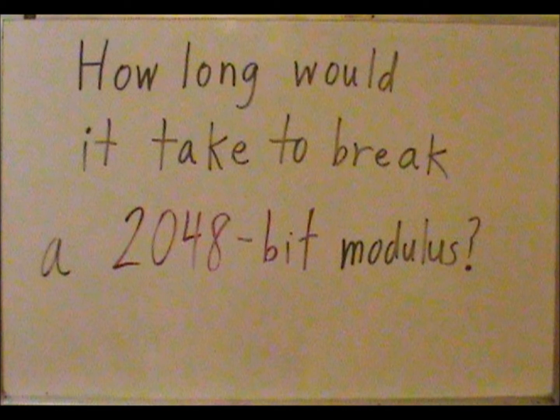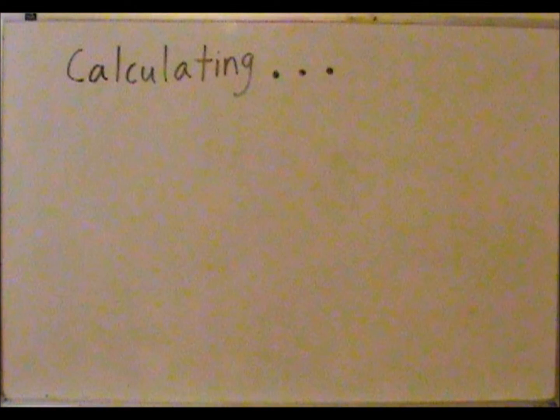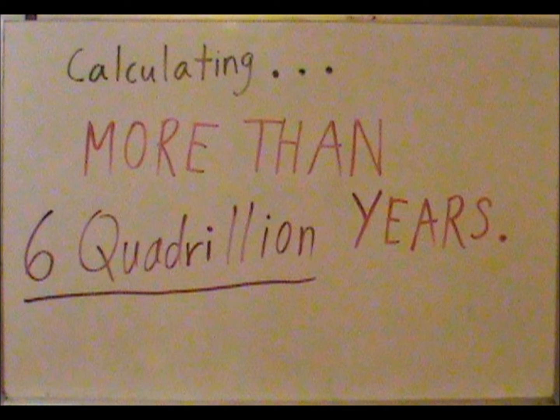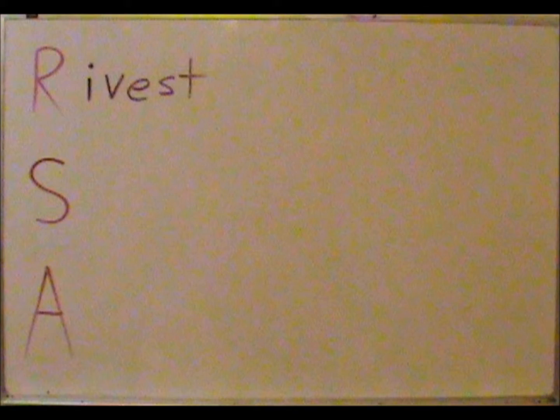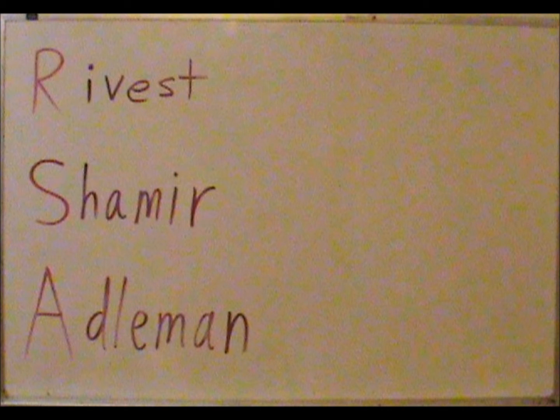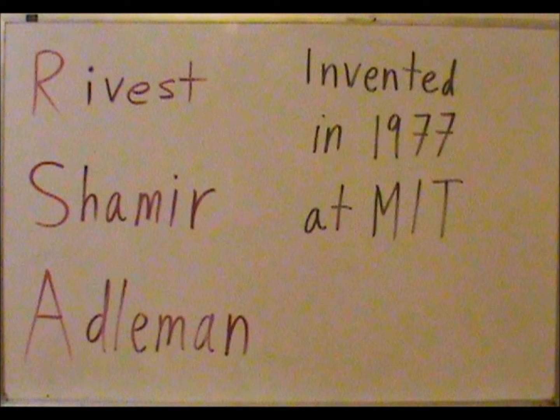How long would it take to break a 2048-bit modulus? The company Digicert estimates that it would take over 6 quadrillion years for a standard desktop computer to break one of these encryptions. The RSA algorithm, a breakthrough, get it, in the field of cryptography, was invented by Ron Rivest, Adi Shamir, and Leonard Adleman at MIT in 1977.